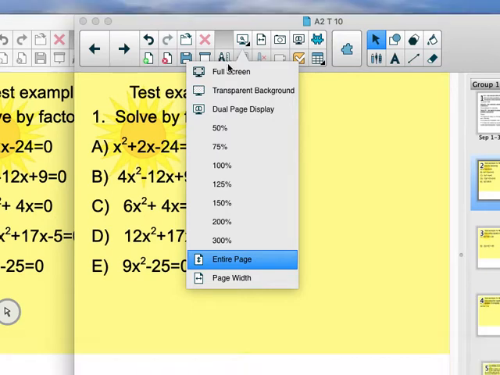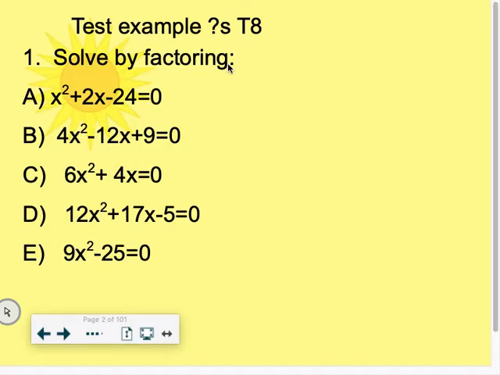All right, so all of these would be pretty much the basic level of target 8, solving quadratic equations by the three methods. So just solving them by factoring. These are already in equal zero form, so you don't have to worry about that. You just have to choose the most appropriate factoring method. So in this case, we have a leading coefficient of 1, which means we need two numbers that multiply to negative 24 and add to 2.